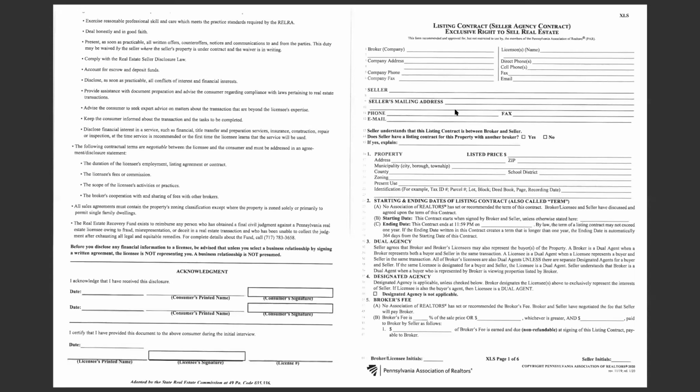Broker's fee. No association of realtor has set or recommended the broker's fee. Broker and seller have negotiated the fee that the seller will pay broker. Broker's fee is X of the sale price. All right. So between 5 and 6% is customarily found in the area. That number you put in there, again, is between you and the seller. It goes on to say, or, and then there's a $ with a blank.